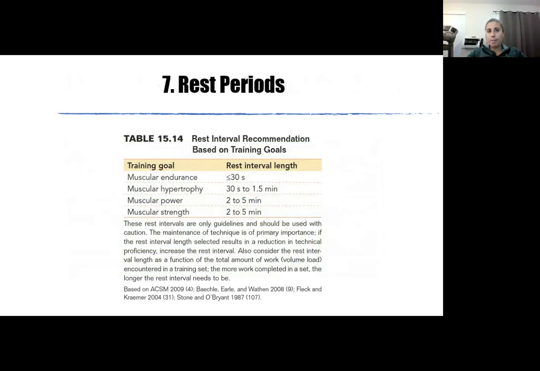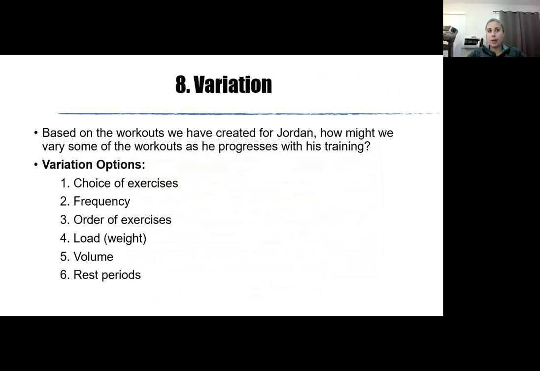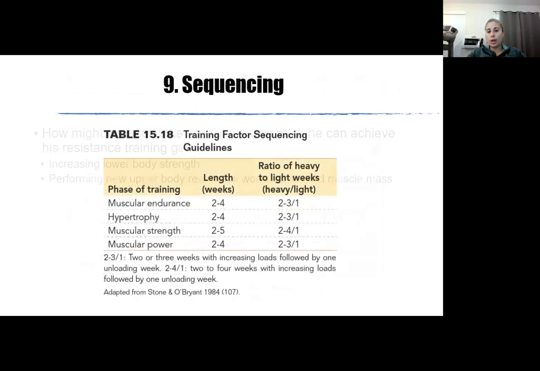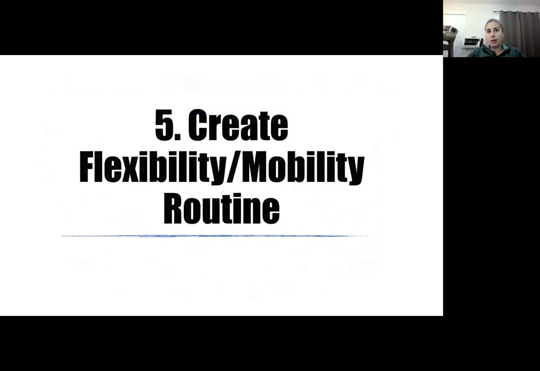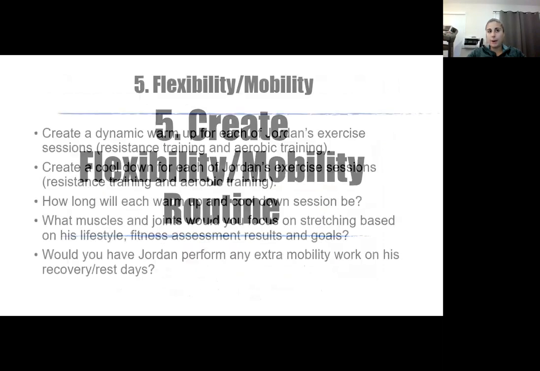Okay, the rest we've already talked about. And then the variation, and that's more what we would do over time. So I'm just skipping through here. Okay, and then the sequencing over a long period of time, right? How we would sequence it, which we're not going to really worry about too much right now.